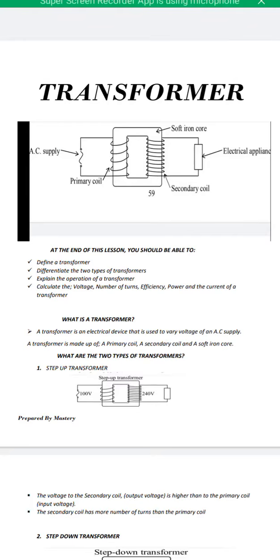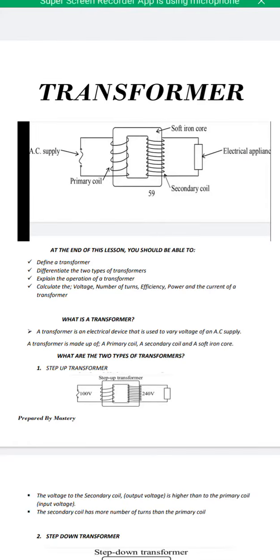In physics, we are going to revise on transformers. At the end of this lesson, you should be able to define a transformer, differentiate the two types of transformers, explain the operation of a transformer, and calculate the voltage, number of turns, efficiency, power, and the current of a transformer. We are going to begin with this question: what is a transformer?